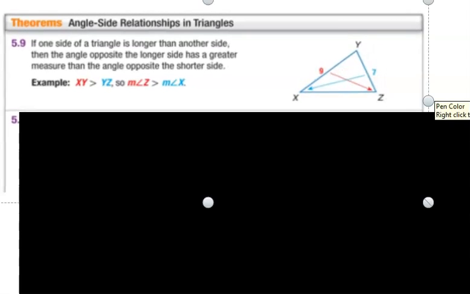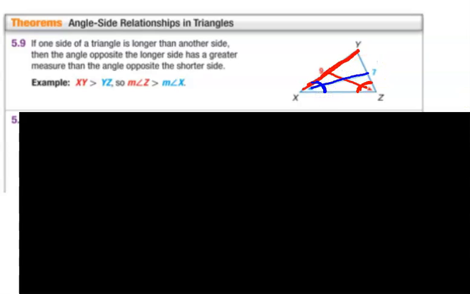If one side of the triangle is longer than another side, the angle opposite the longer side has a greater measure than the angle opposite the shorter side. Bottom line, folks: this side is 9, so the angle opposite of it has to be greater than the angle opposite the side that's smaller.